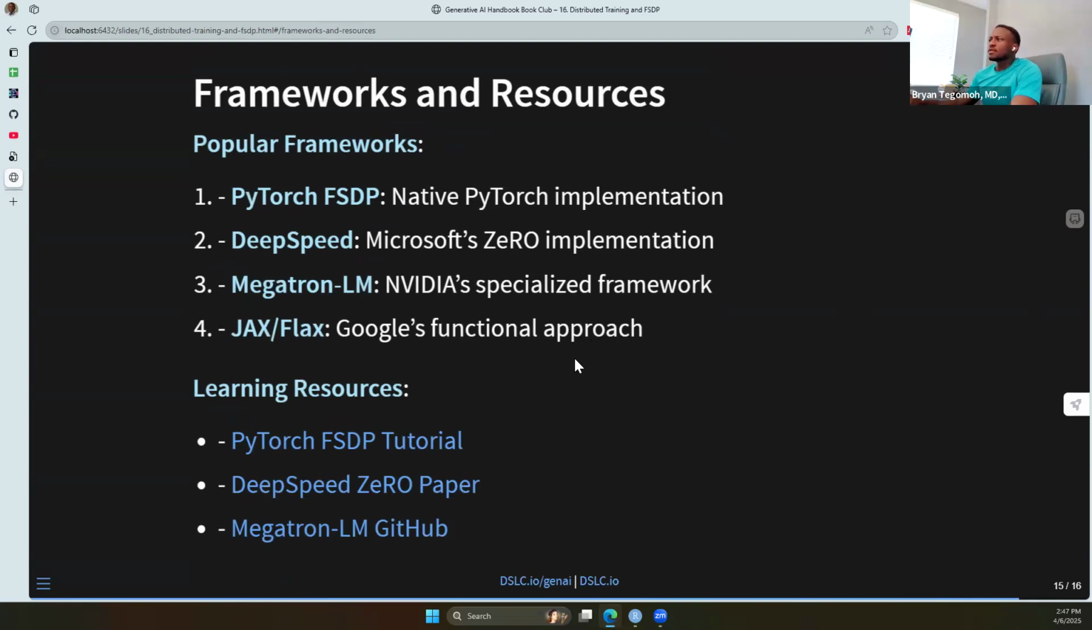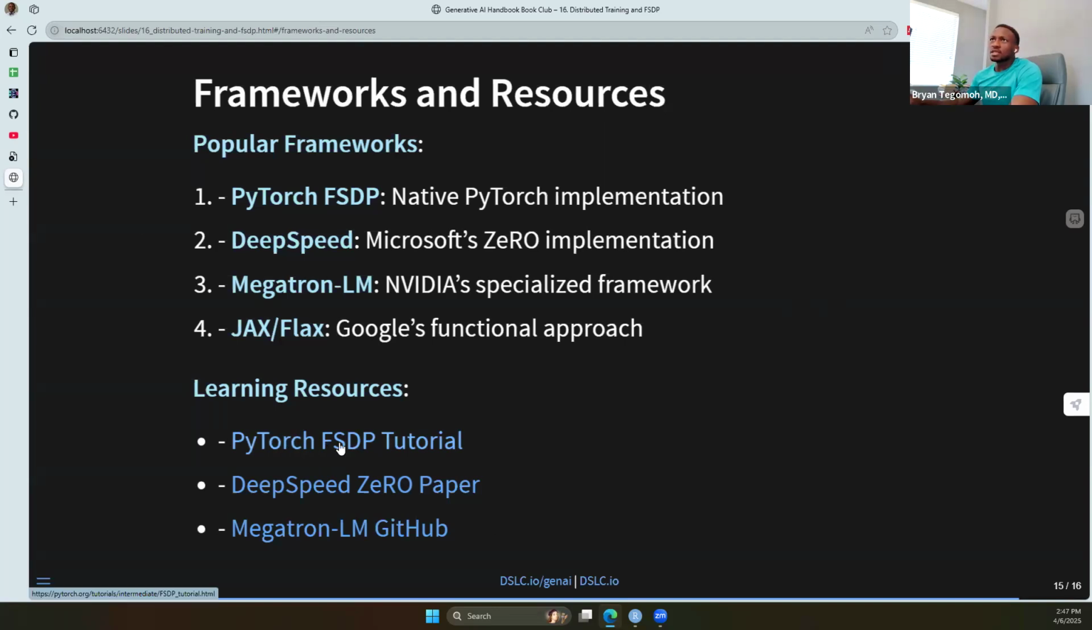And there are different frameworks that do exist. I talked about NVIDIA already, which is Megatron-LM. There are just so many different frameworks for parallelism that are available out there. But the popular ones you hear about are native PyTorch FSDP, Megatron-LM, etc. So there are many resources on this.